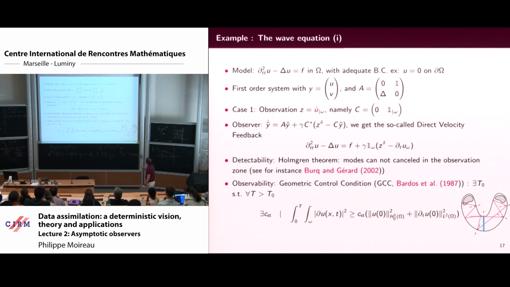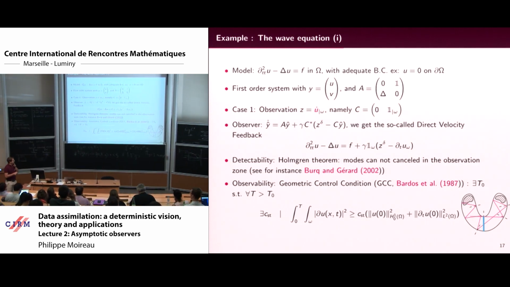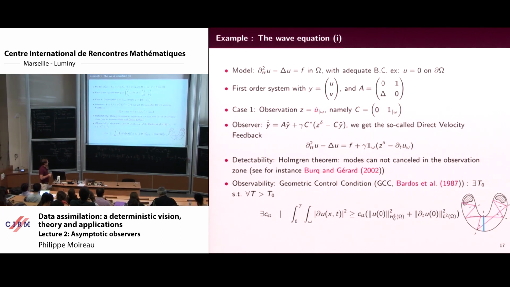So now let's see if the system is detectable. Basically, you have some property for the poles. The idea is to prove that every pole that cancels on the small omega should actually be 0. It's given by Holmgren's theorem. For people who are interested, there is the course of Burq and Gérard that you can find on Nicolas Burq's webpage, where they really developed this type of ideas.